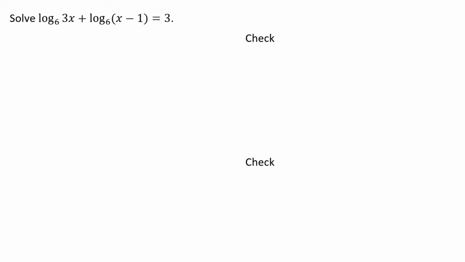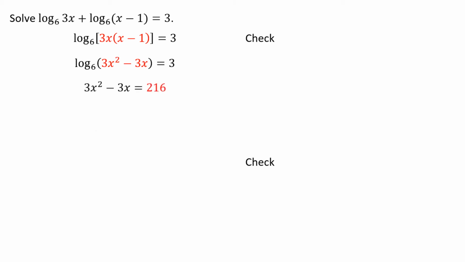Can we do similar work with this next equation? We have two log expressions on the left separated by addition. We can condense through multiplication. We can distribute on the inside of the parentheses, and we can convert over from log to exponential form, so that 3x squared minus 3x is equal to 6 raised to the third power, which is 216.